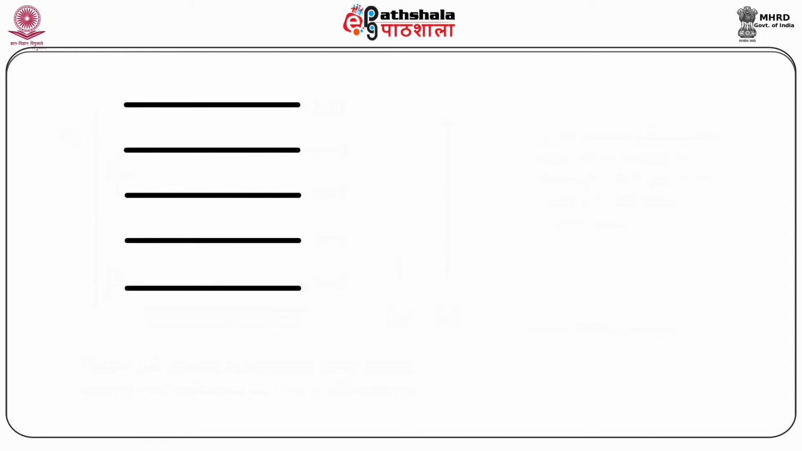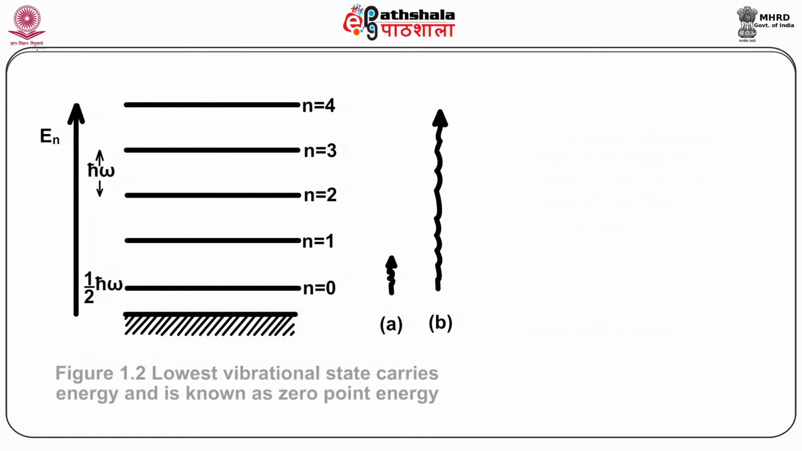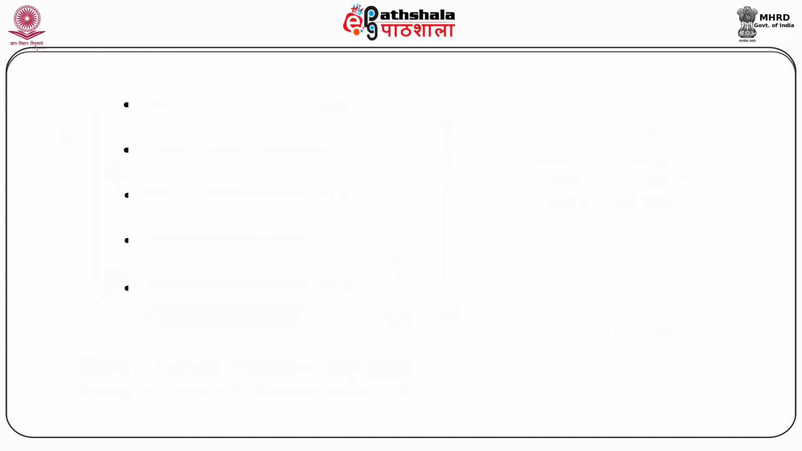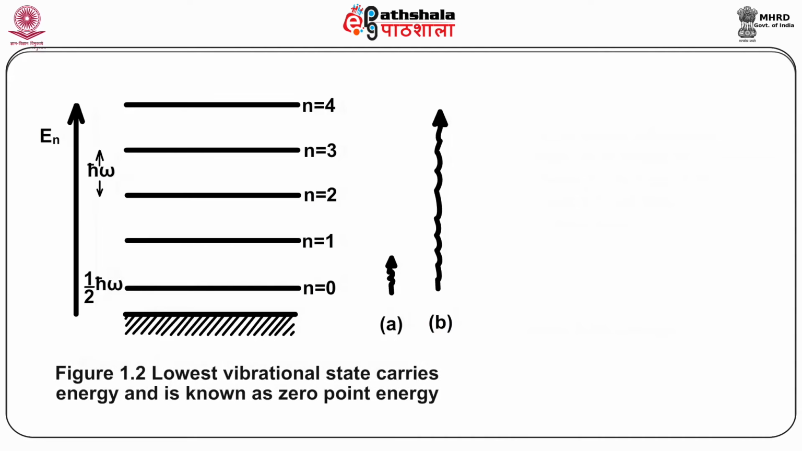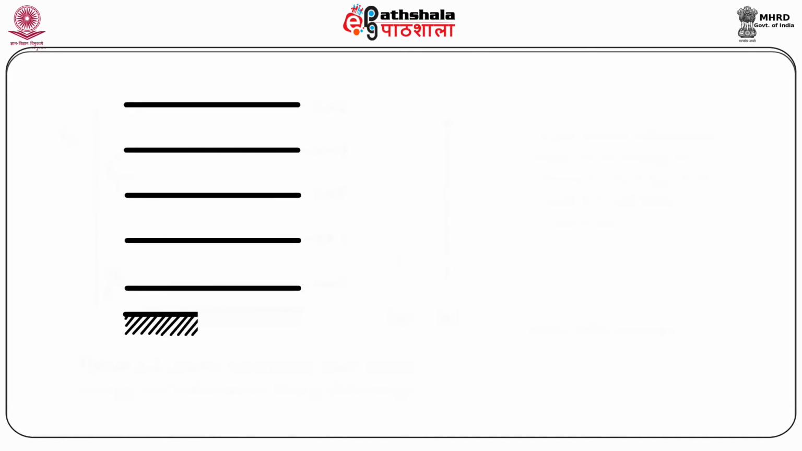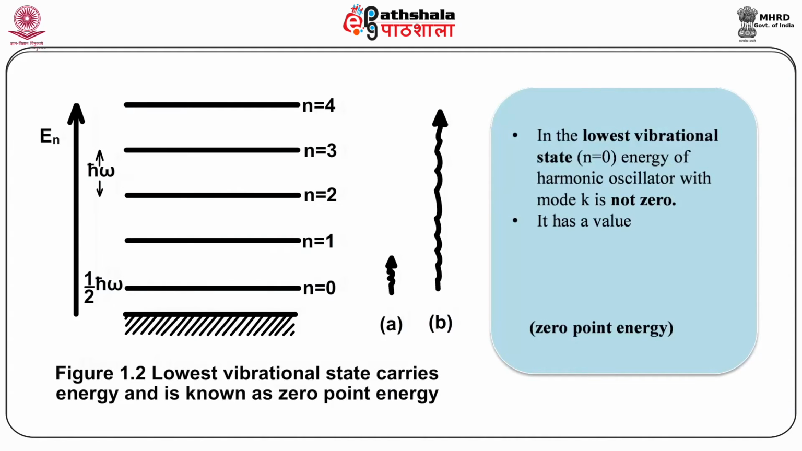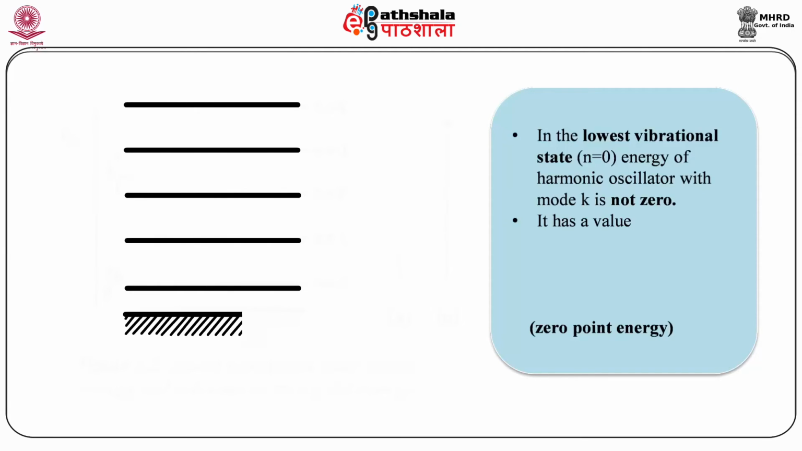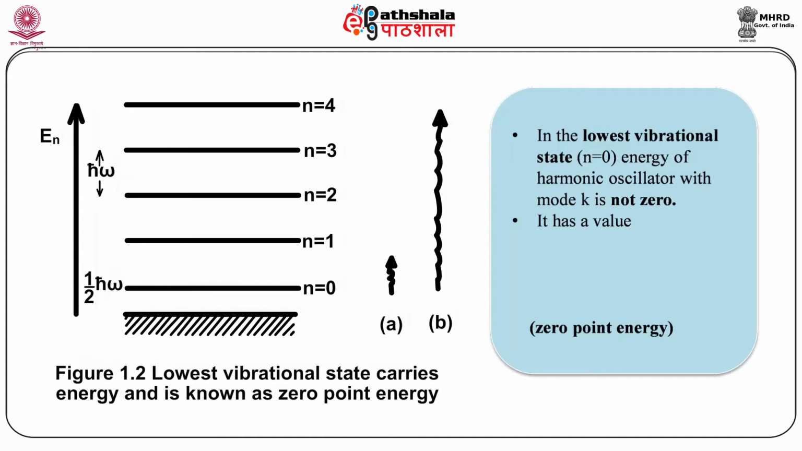Zero-point energy. This particular figure shows that the lowest vibrational state carries energy and is known as the zero-point energy. If you refer back to the Hamiltonian which we discussed earlier in the 1D as well as the 3D case, the average of a†a, which basically represents the number of phonons, is 0. You still have some finite energy, which is half the summation of ħω_kλ. That is the zero-point energy, as depicted in this figure for n equal to 0, which is half ħω. So in the lowest vibrational state, n equal to 0, the energy of the harmonic oscillator with mode k is not 0. It has a finite value, half ħω_kλ. This is called zero-point energy. This figure also shows that as you go from n equal to 0 to 1, 2, 3, the energies are equally spaced and the spacing is ħω.